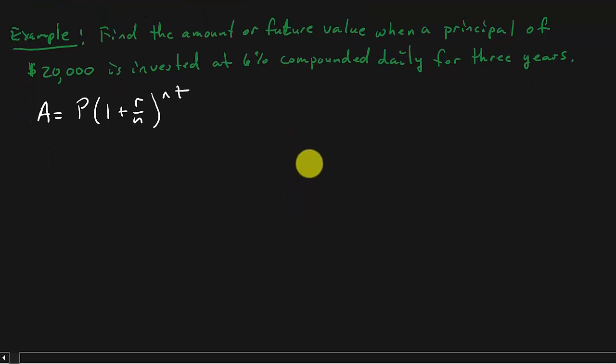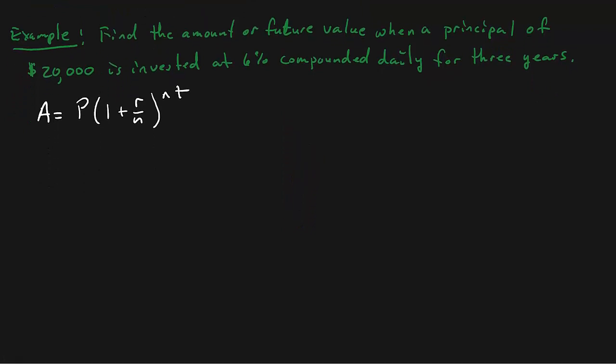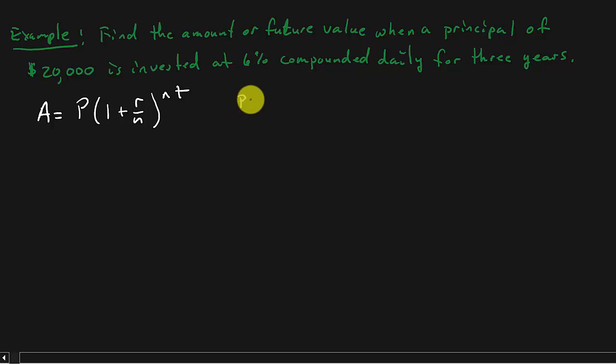All right. So in this problem, we have what? We've got P is equal to 20,000. All right, that's P. We've got R is 6%, so that's 0.06. You write it as a decimal. It's for 3 years, so T is equal to 3. And compounded daily, so N is 365. Okay, that's the number of days in a year.